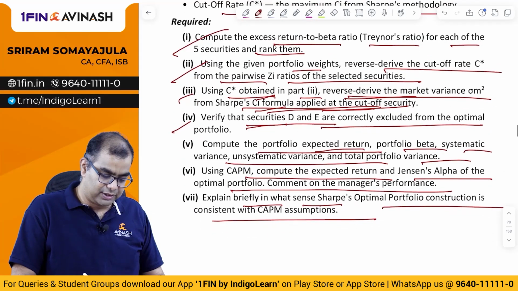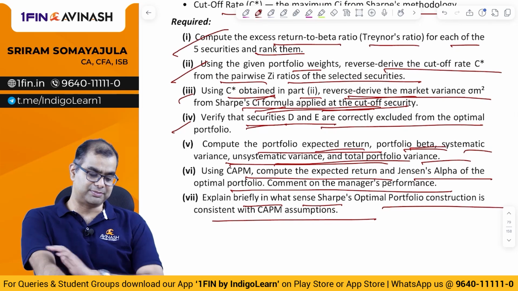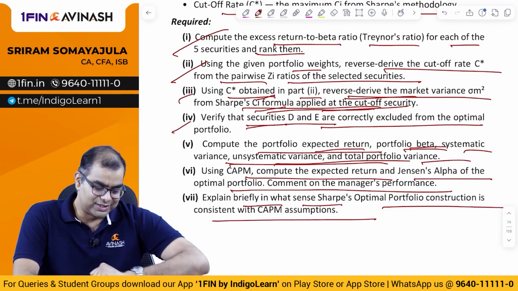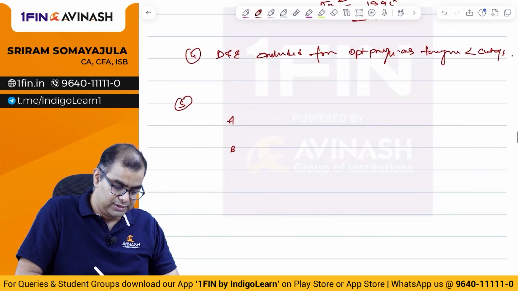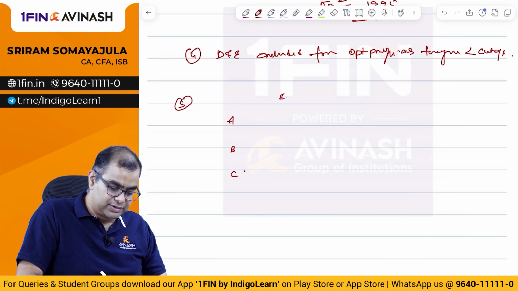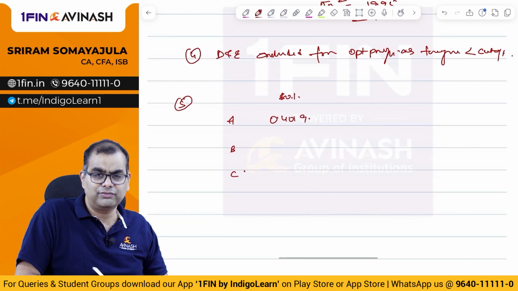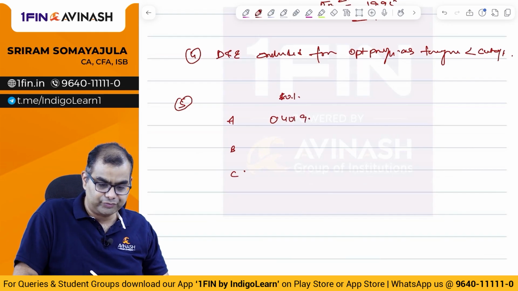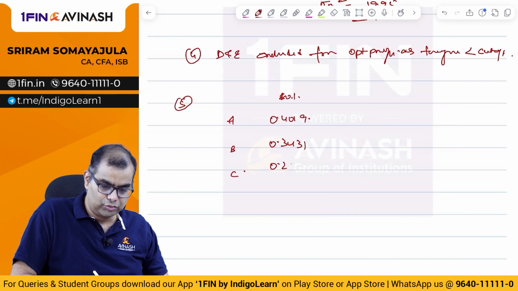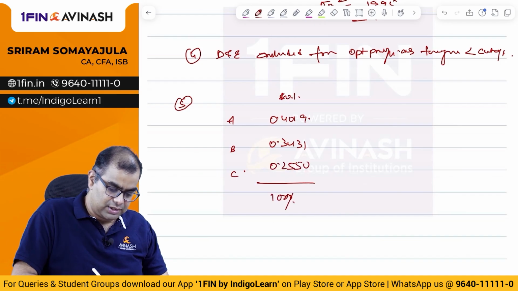Compute portfolio expected return, portfolio beta, systematic variance, unsystematic and total portfolio variance. My God, what sort of horrible question is this? A, B, C. Okay. Weights: what are the weights that they gave? 0.4019, that is 40.19, I am writing like this, 0.3431 and 0.2550. These are the weights. This makes it 100%.